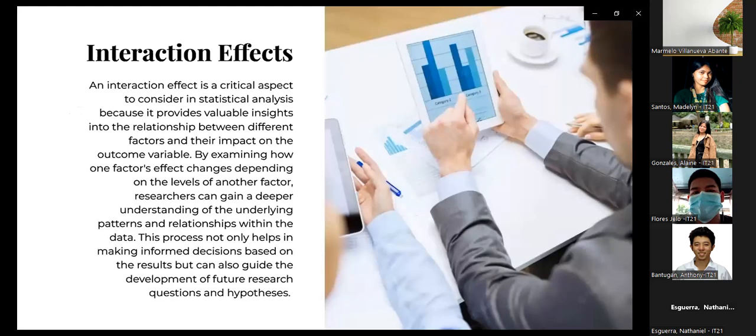Interaction effects. An interaction effect is a critical aspect to consider in a statistical analysis because it provides valuable insights into the relationship between different factors and their impact on the outcome variable. By examining how one factor's effect changes depending on the levels of another factor, researchers can gain deeper understanding of the underlying patterns and the relationships within the data. This process not only helps in making informed decisions based on the results, but can also guide the development of future research questions and hypotheses.